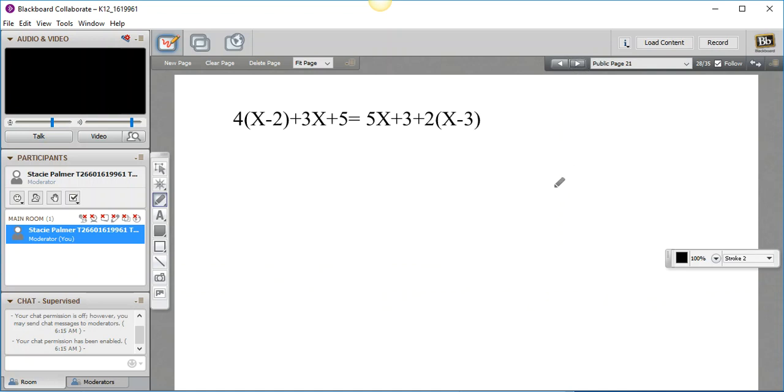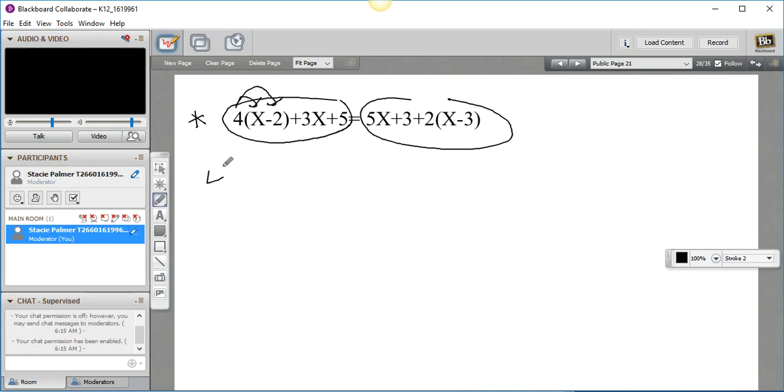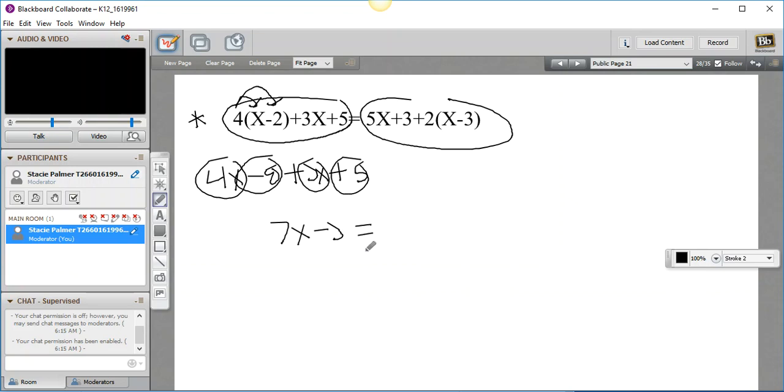So let's look at one more of these. For this one, it looks like we need to simplify the left side, we need to simplify the right side, and then we'll solve. To simplify the left side, we first distribute our 4. So that would be 4x minus 8 plus 3x plus 5. Then we combine like terms. 4x and 3x is 7x. Negative 8 and 5 is negative 3, equal to, on our right side, we're going to distribute the 2 here. So that would be 2x minus 6. And then we still have our 5x plus 3.